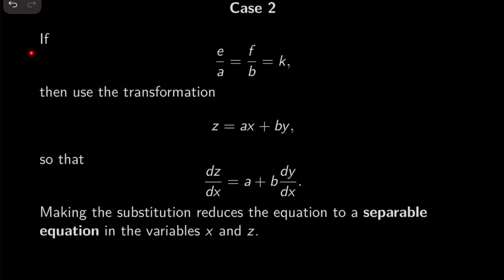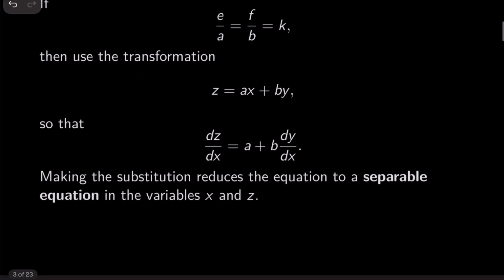For case 2, if we have e on a is equal to f on b is equal to k, then we are going to use the transformation z is equal to ax plus by. And so when we differentiate z with respect to x, we are going to have a plus b dy/dx. So after we are done substituting this transformation into a given differential equation, our resulting differential equation will be a separable differential equation in terms of x and z.